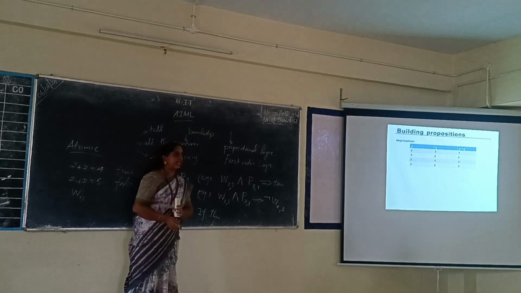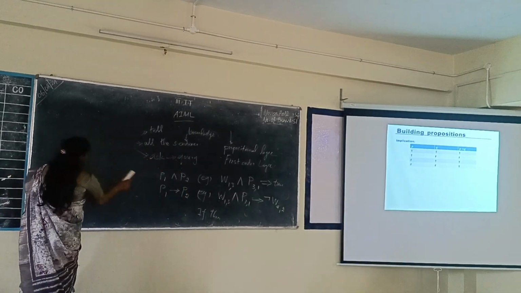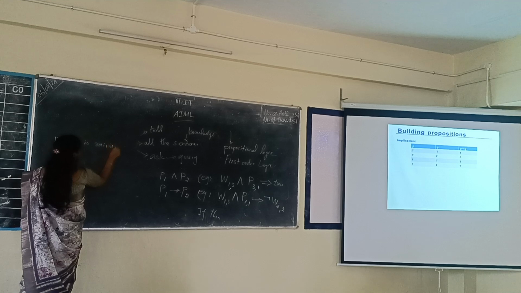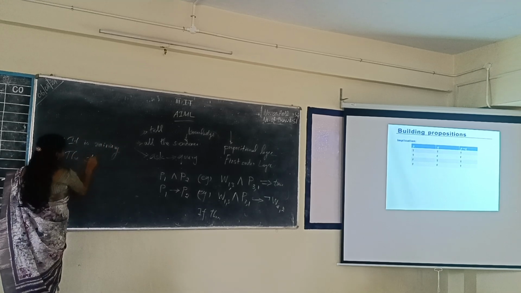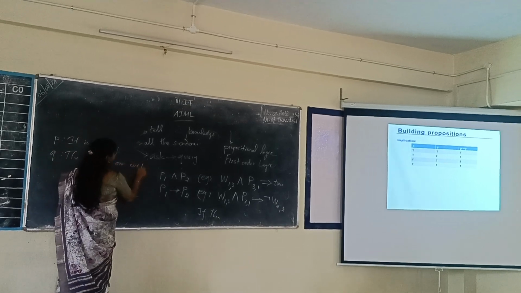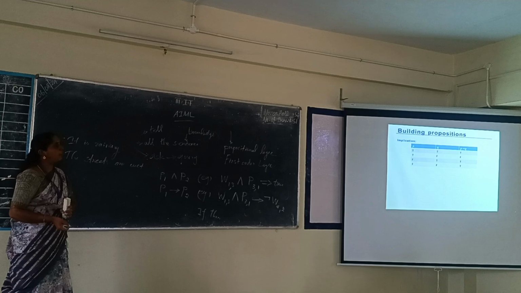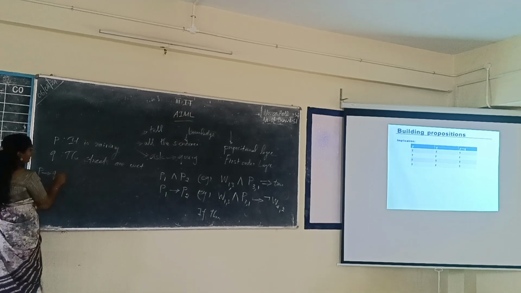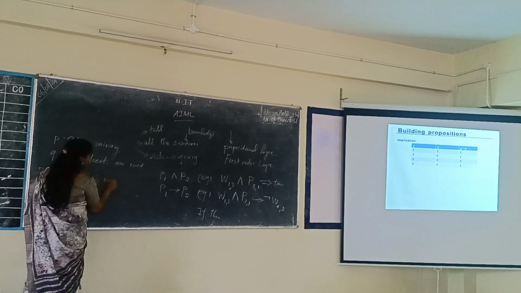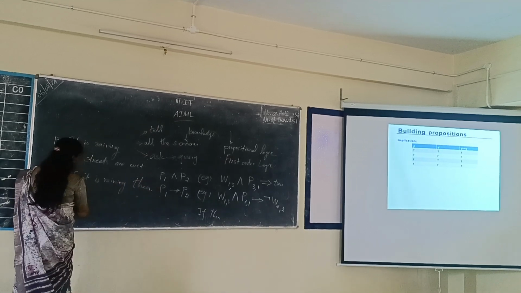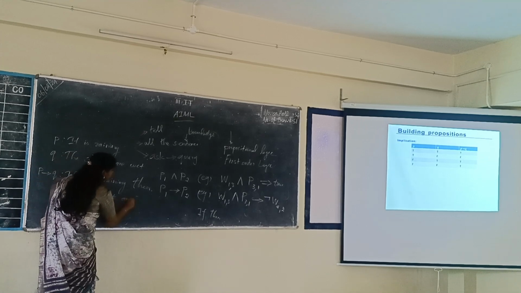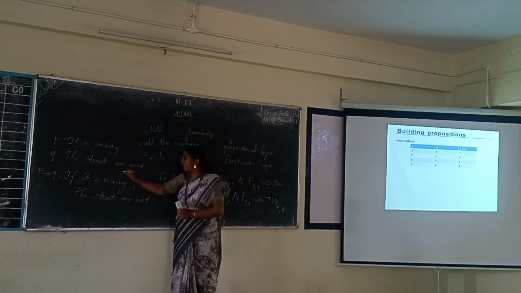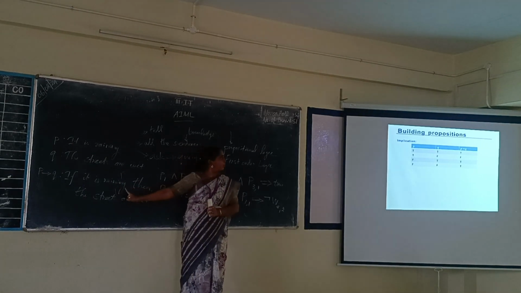Next one, implication. Let's take one example with two statements. P is it is raining, and Q is the streets are wet. In the first condition, both P and Q value is true. So, this is an implication. P implies Q. So, we can write it as if it is raining, then the streets are wet. Here both P and Q value is true. Both P and Q true means we will get true.